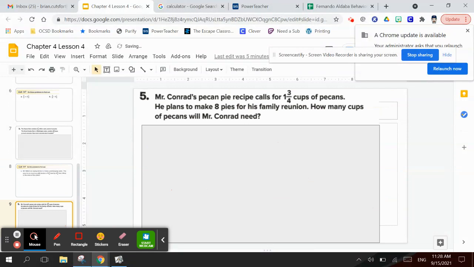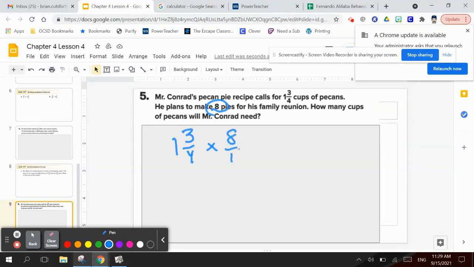Last one we have is Mr. Conrad's pecan pie recipe calls for 1 3/4 cups of pecans. He plans to make 8 pies for his family reunion. How many cups of pecans will he need? So we're going to take 1 3/4 times 8. Now, how do I write 8 as a fraction? That's going to be 8 over 1.